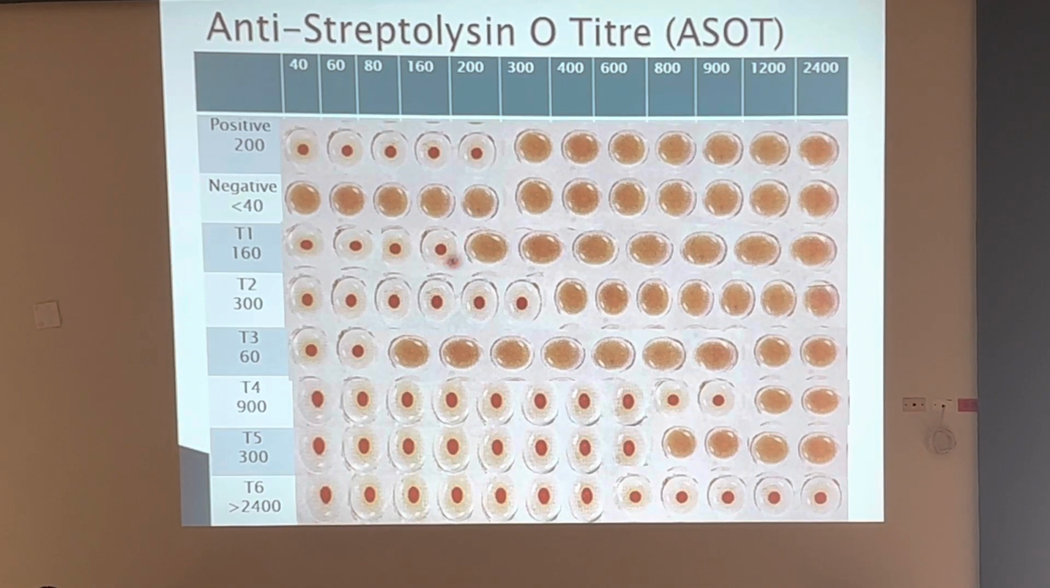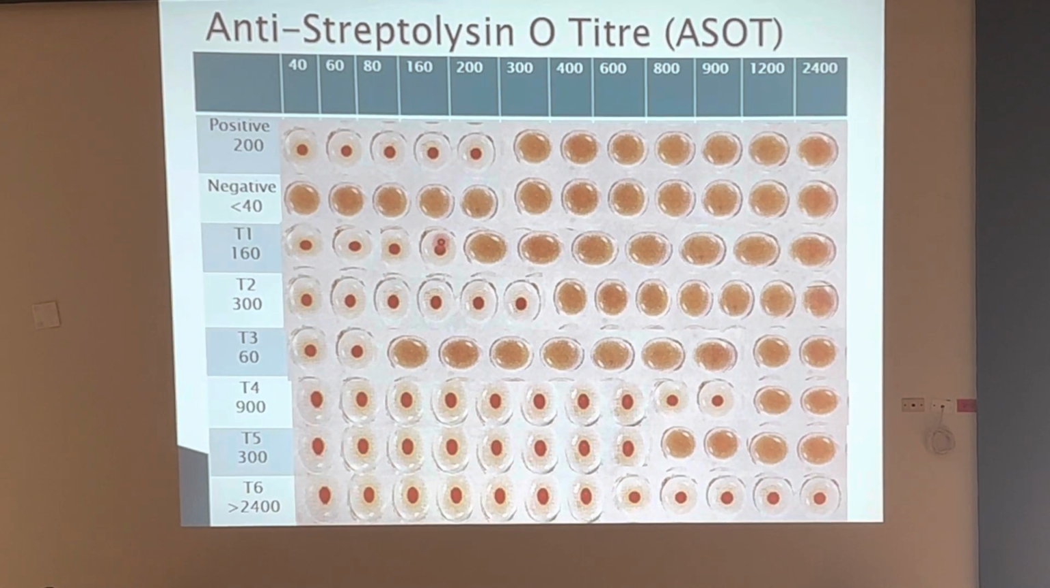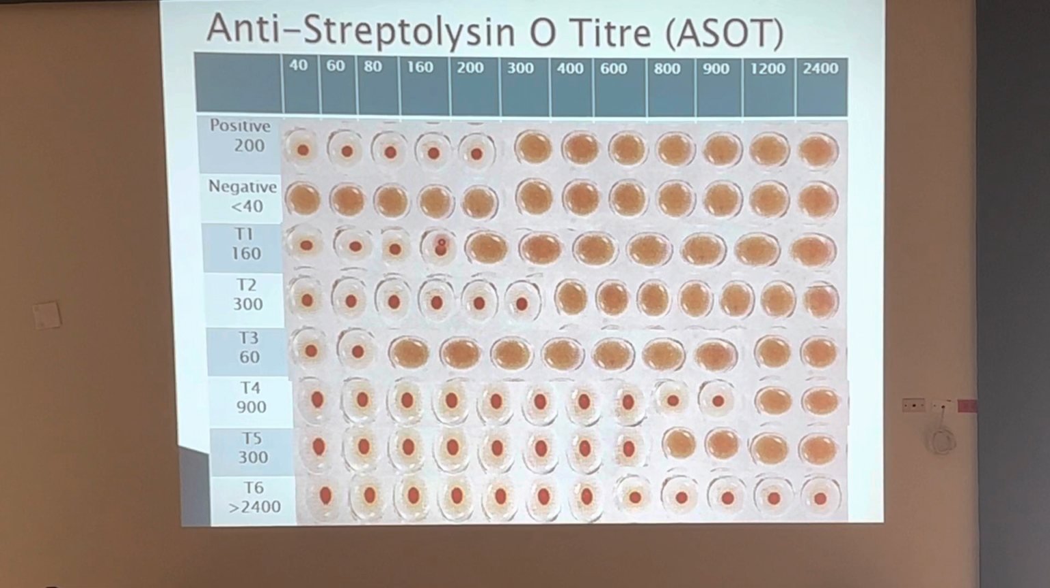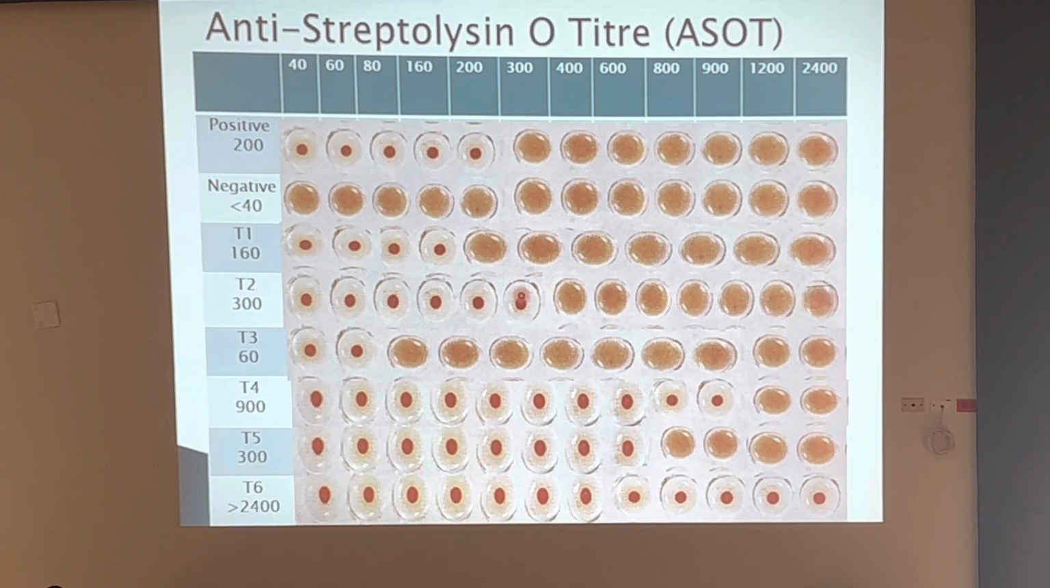I heard 160, I agree with you. This is the last dilution, or the last well that has buttoning. Now then, what is your interpretation? Negative? Doubtful, excellent. How about patient T2? The titer is 300 and that's a positive.